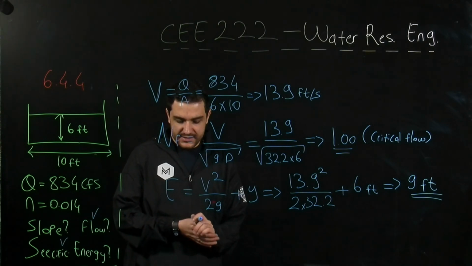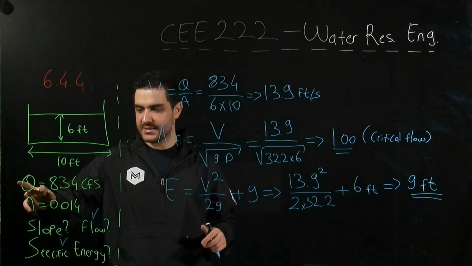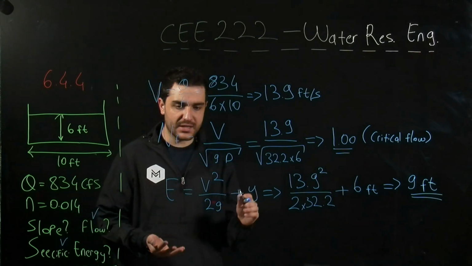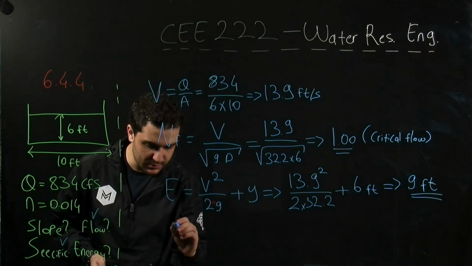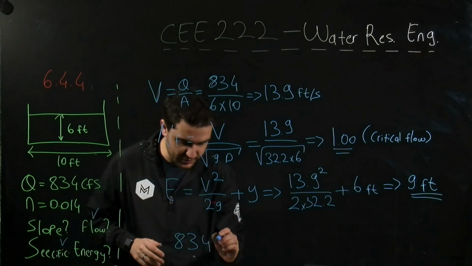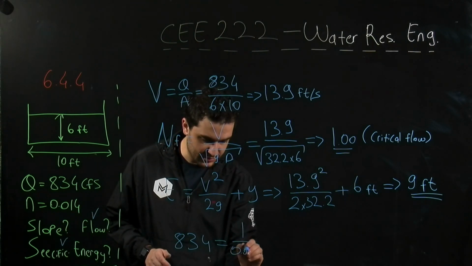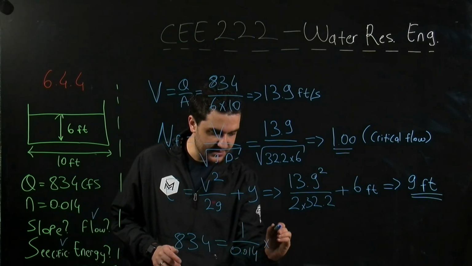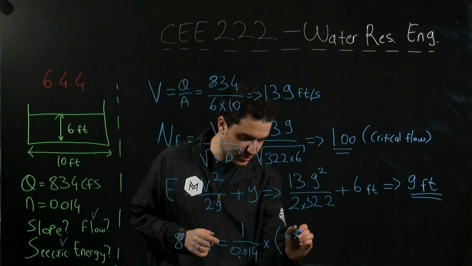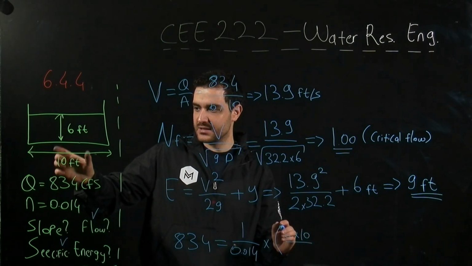And the final thing is we are going to find the slope. Since we already know the flow rate and we already know area and perimeter, we can just use Manning's equation. So the flow rate is 834 is equal to 1 over 0.014 times we have area as 60 square feet over perimeter. We have 10 here, we have 6.